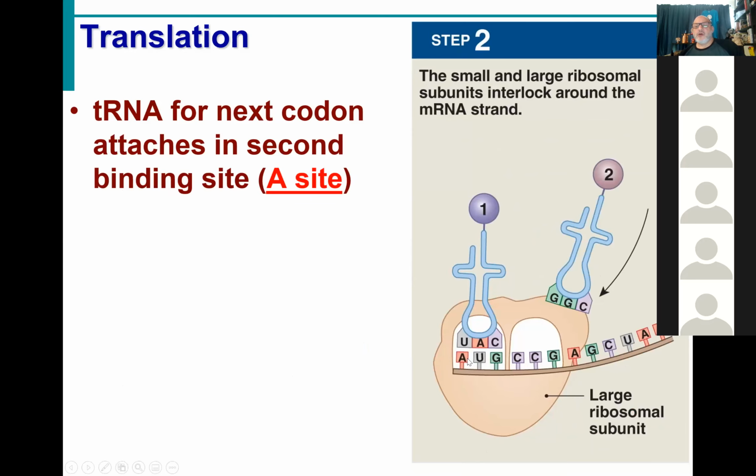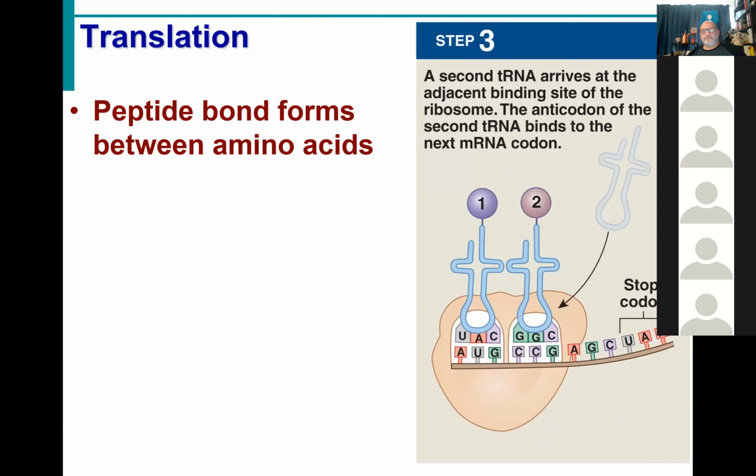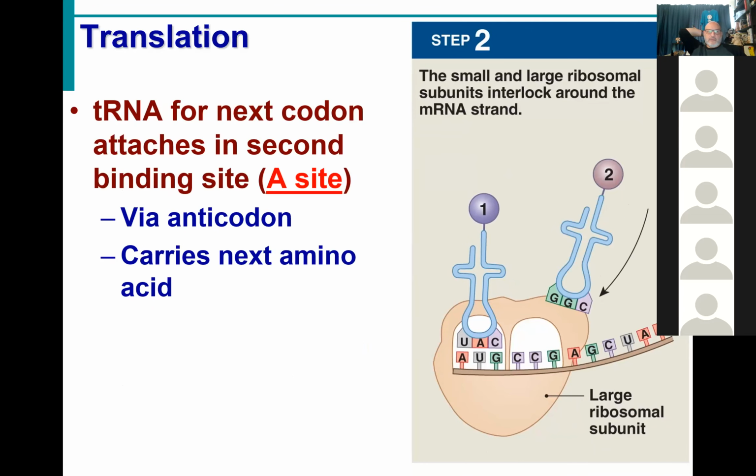All right. Once we have our first transfer RNA in place, our A site is open, so a second transfer RNA can come in. That second transfer RNA that comes in, again, can't be any old transfer RNA, it has to have the specific anticodon for the codon. And it locks into the A site.